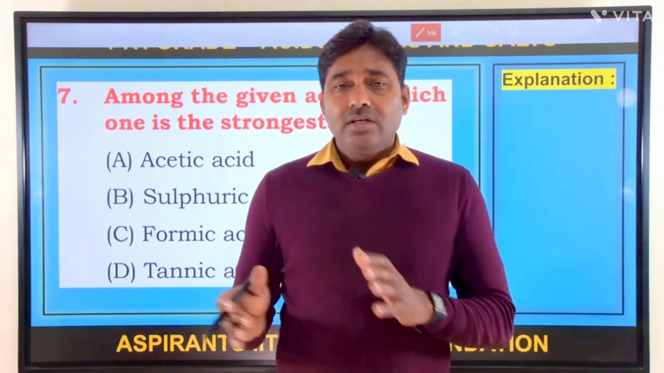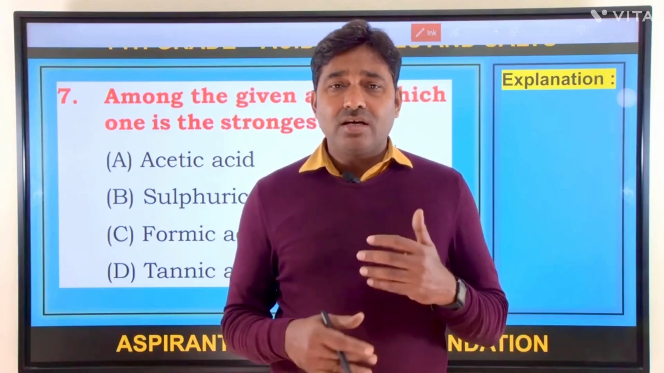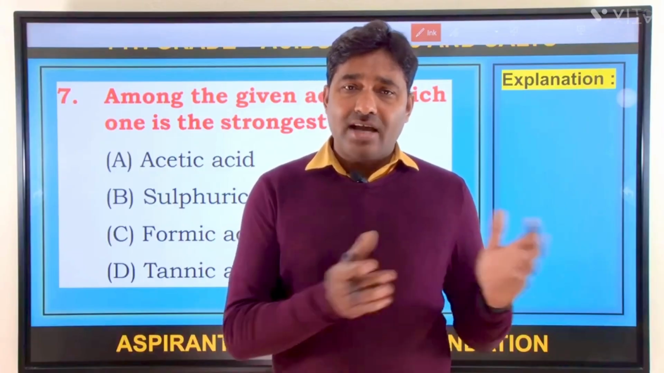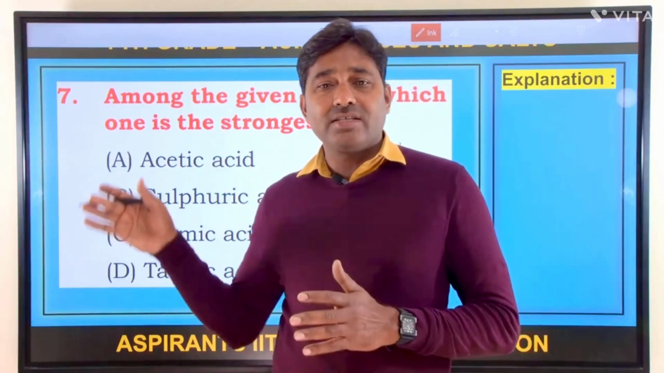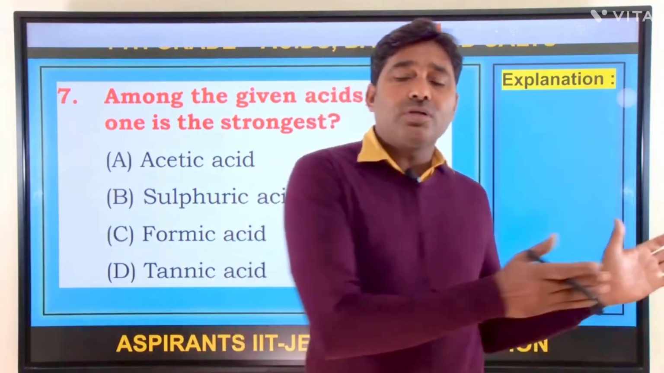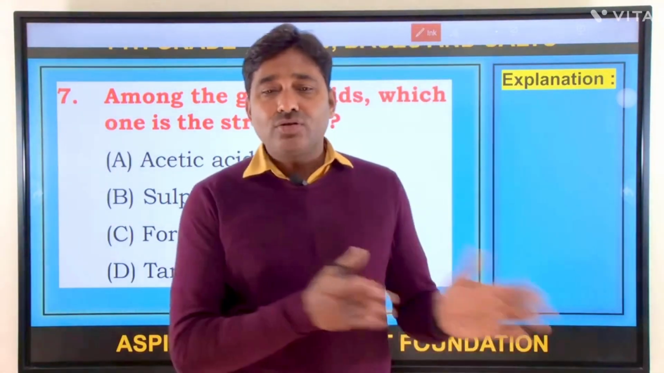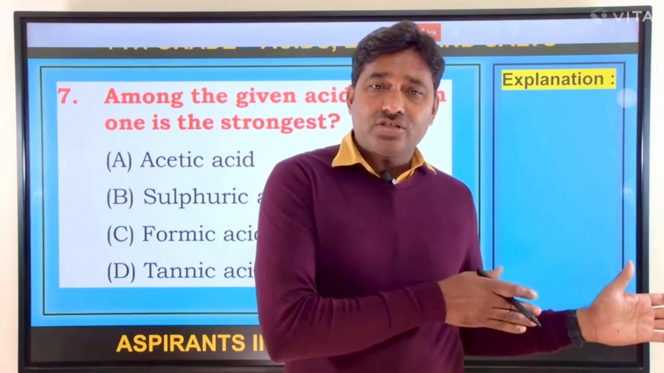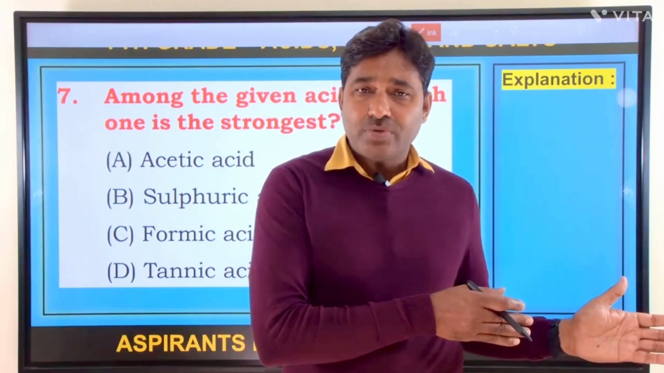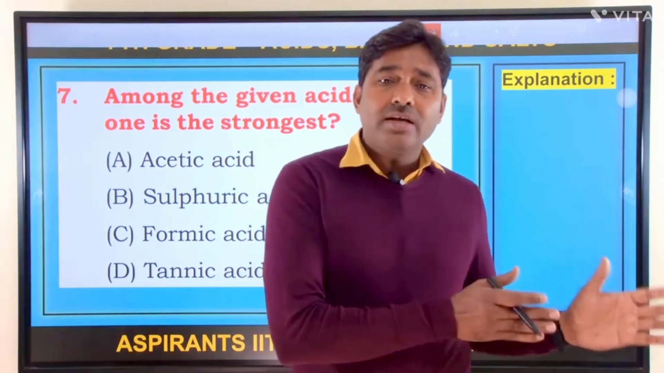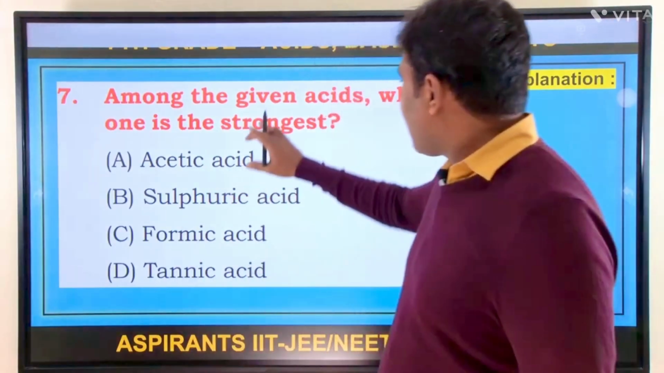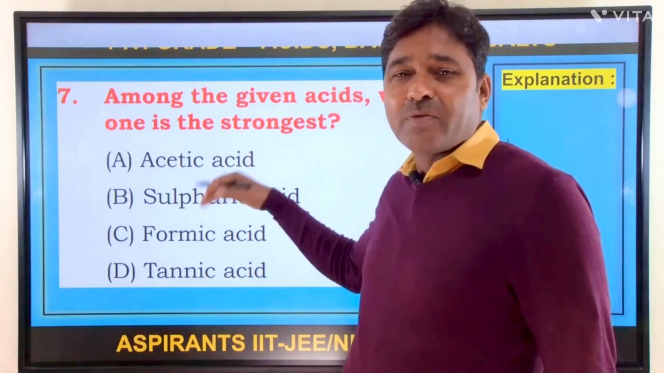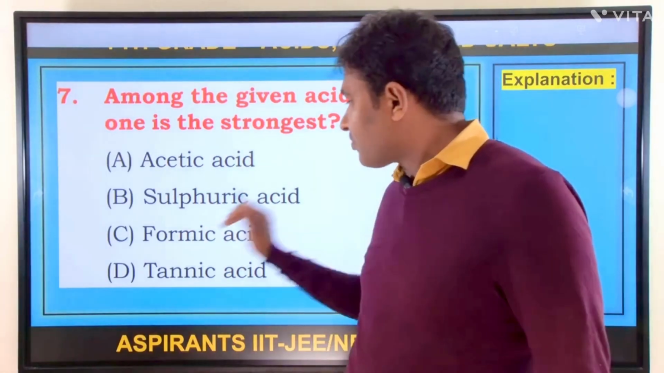Why? Because inorganic acids, that is mineral acids, undergo maximum ionization and completely dissociate into ions. Therefore they act as strong acids. When we come to natural acids, organic acids, they do not undergo much ionization. They only slightly ionize. Therefore they act as weak acids. Now, among the given acids, which one is the strongest? That means we need to identify which is the mineral acid among these four options.